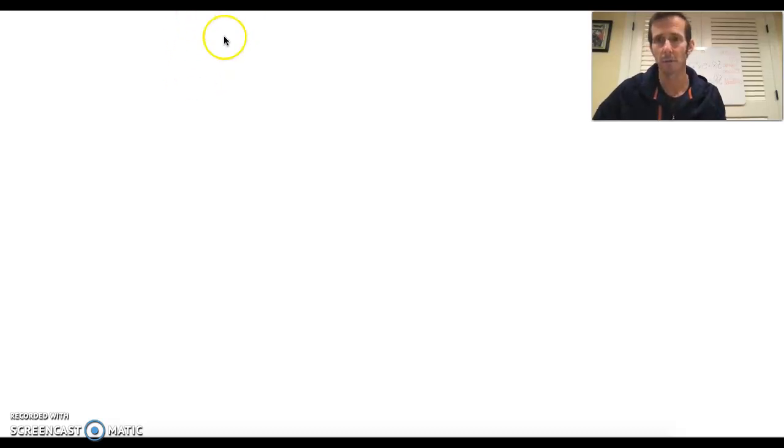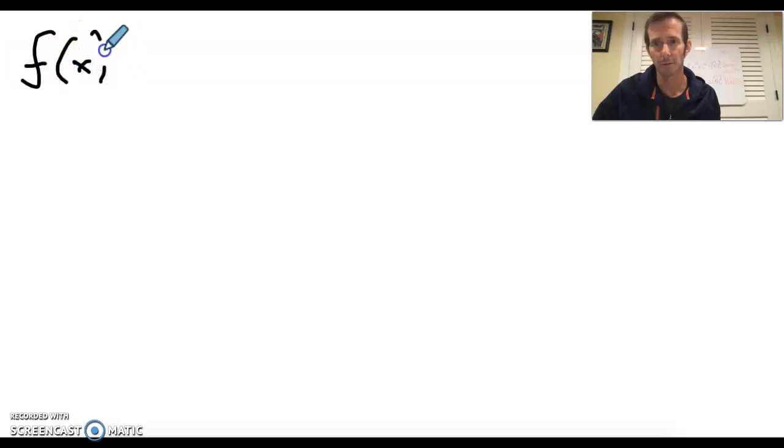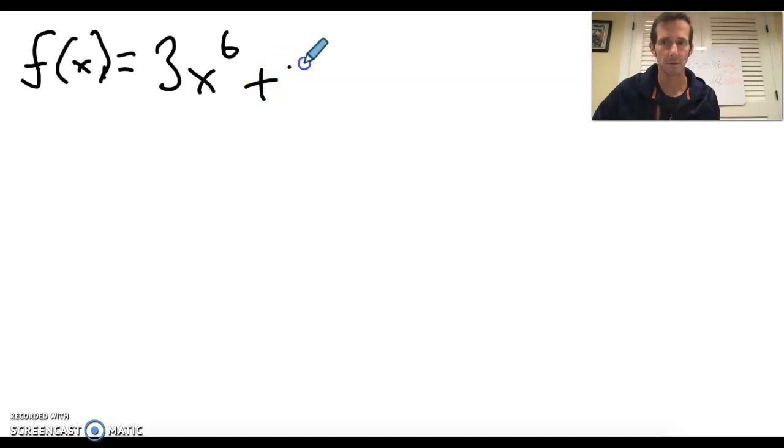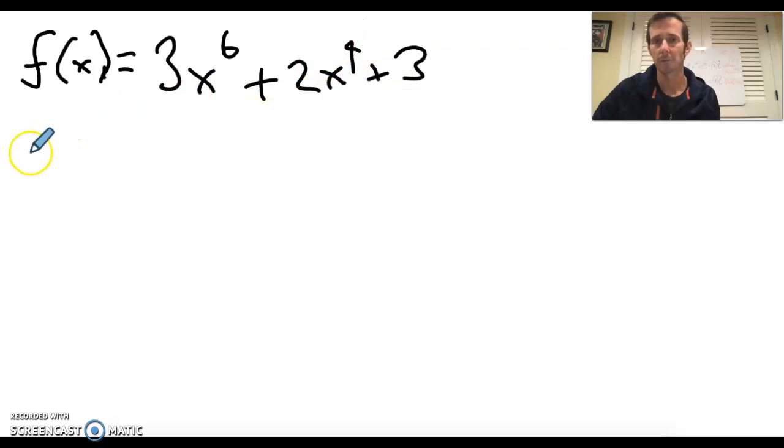So the first thing we're going to do is find the derivative of a couple of functions. I'm going to write a function. You are going to pause the video, write the derivative of the function, and then I will write down the actual answer. So we're going to start with 3x to the 6th plus 2x to the 4th plus 3. So pause the video.